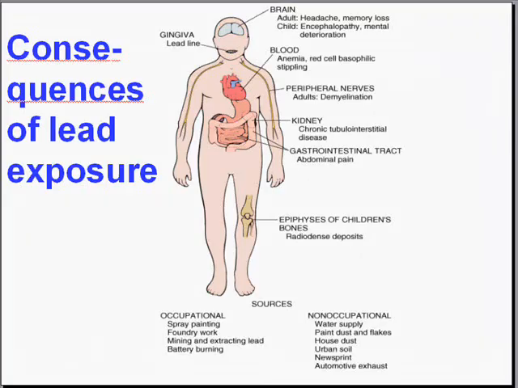Here's a nice little diagram showing some of the places where we talk about lead doing its effect. You can have lead lines in the gingiva as an observation of the mucosa itself, or you can have lead lines as a radiologic observation near the epiphyses of bones in growing kids. You can have a toxic anemia effect in the blood with red cell stippling. You can have kidney disease, gastrointestinal tract disease, and a lot of central nervous system effects due to the fact that lead behaves like calcium, and it interferes with nerve transmission.